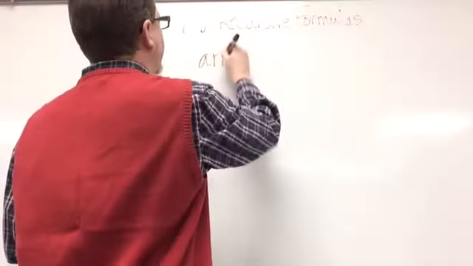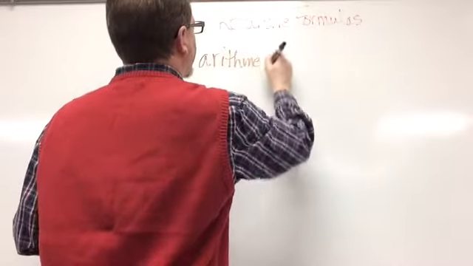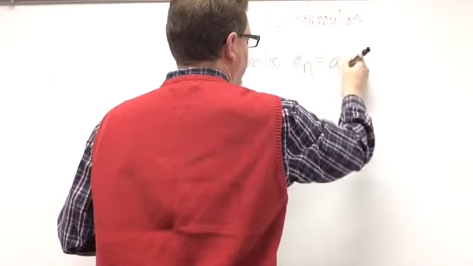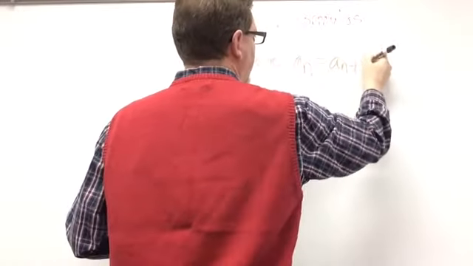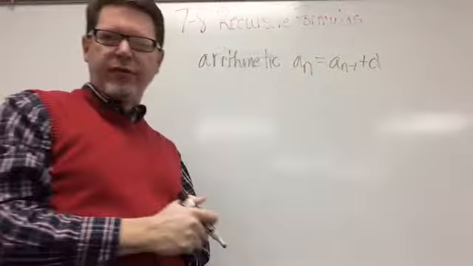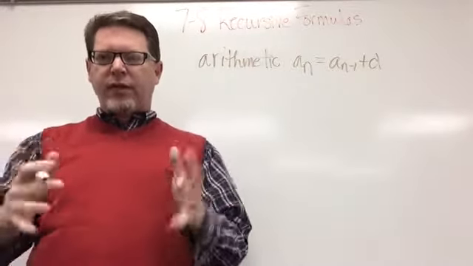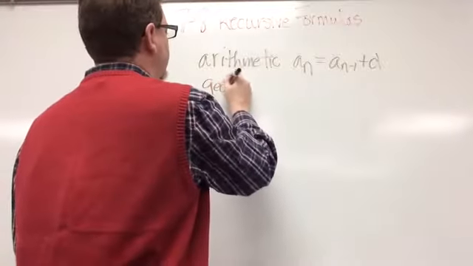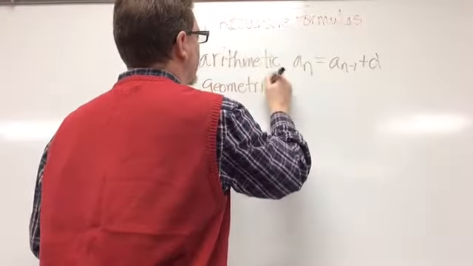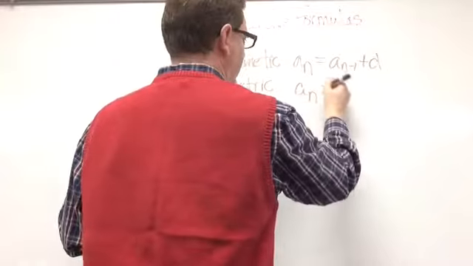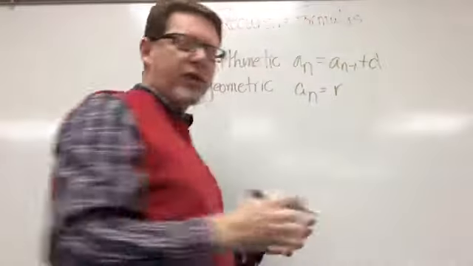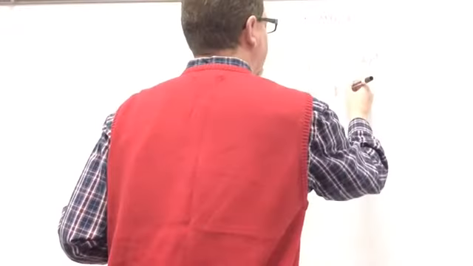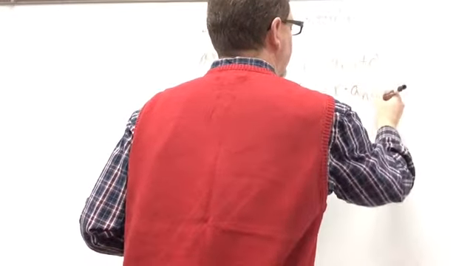So with an arithmetic sequence, it's a sub n equals a sub n minus 1 plus whatever my common difference is. Because remember, with arithmetic, we have a common difference to get the sequence. Now with geometric, a sub n equals r, which is our common ratio for each of the terms in the sequence, times a sub n minus 1.